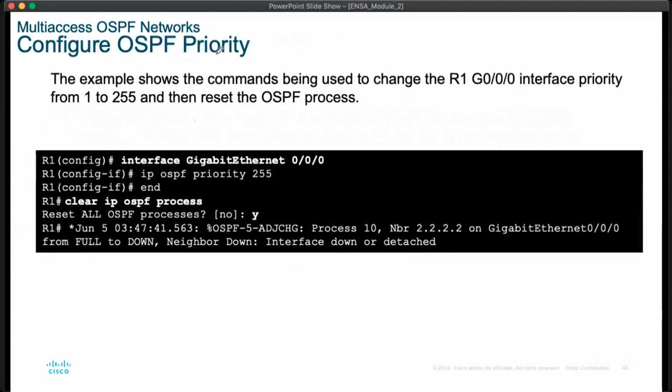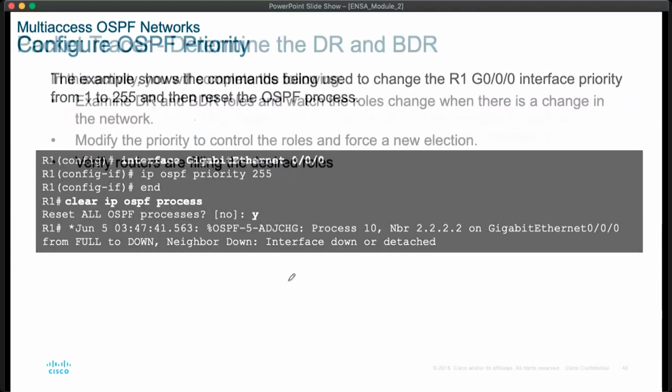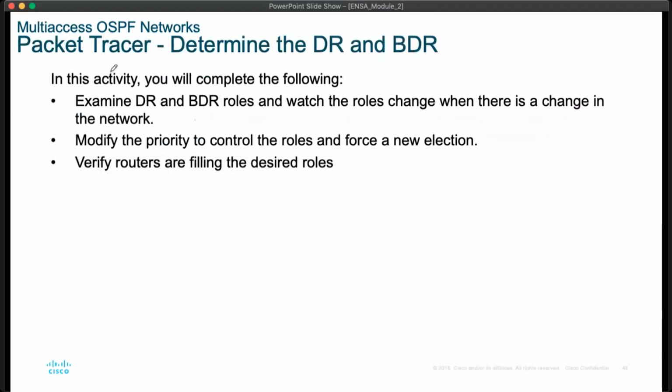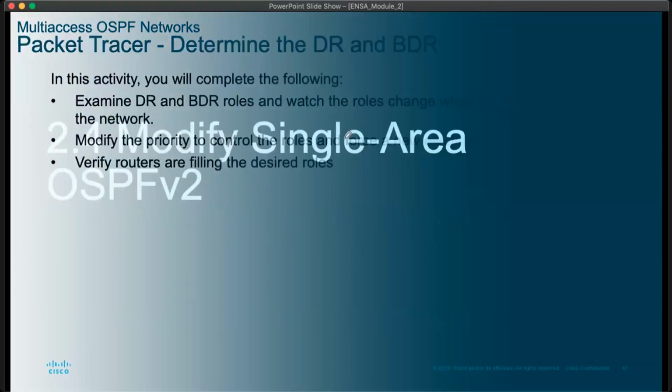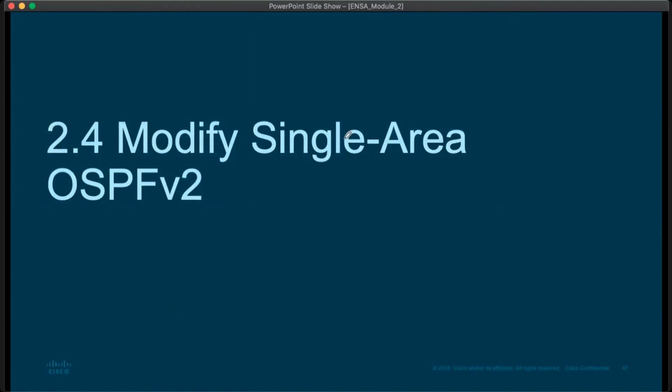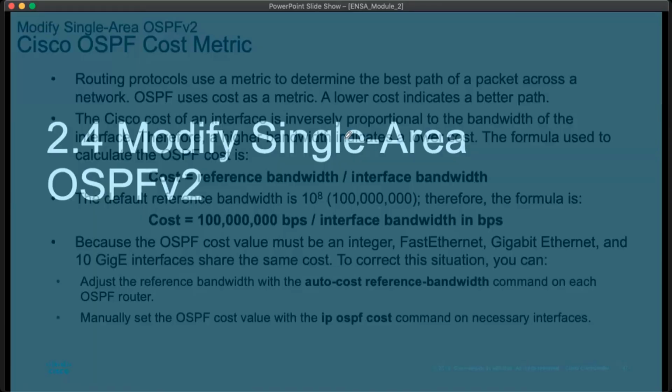Configure OSPF priority. The command shows that the command is being used to change the R1 G0/0 interface priority from 0 to 255 and then reset the OSPF process. Okay, here is the step. This is some activity in Packet Tracer in order to determine DR and BDR, so you can try to assess this Packet Tracer.